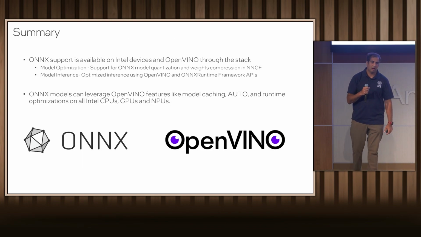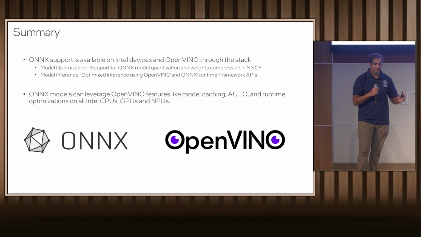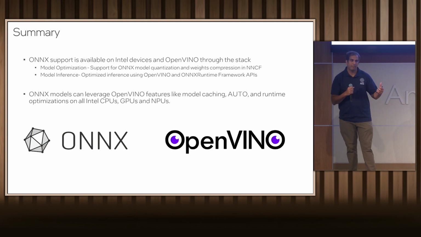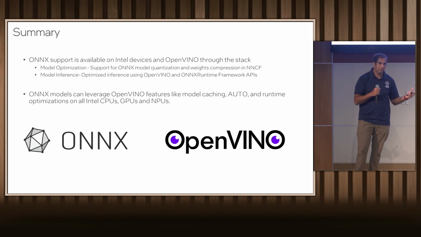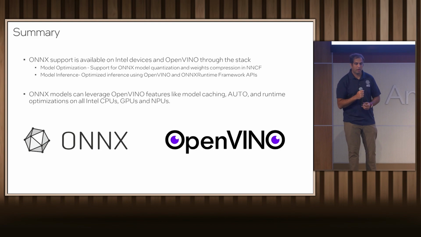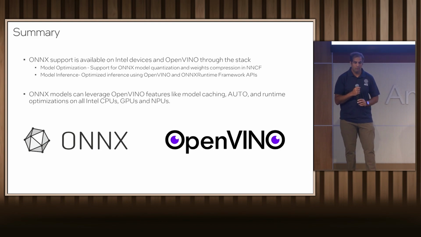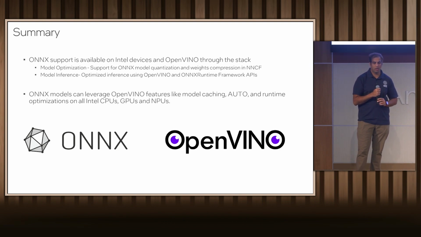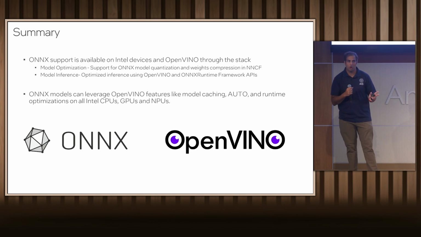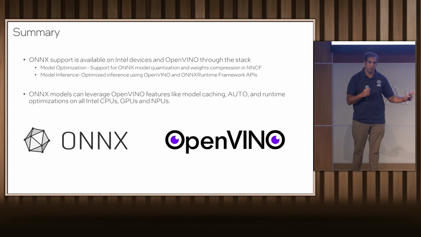So in summary, ONNX is infused across the stack. It's model optimization, where you can quantize or compress the model using NNCF. It's model inference, where you are running an optimized version of the ONNX model through OpenVINO or ONNX Runtime framework APIs. ONNX models can also leverage features in OpenVINO like model caching, AUTO, as well as runtime optimizations to run on all our devices: Intel CPUs, GPUs, or NPUs.